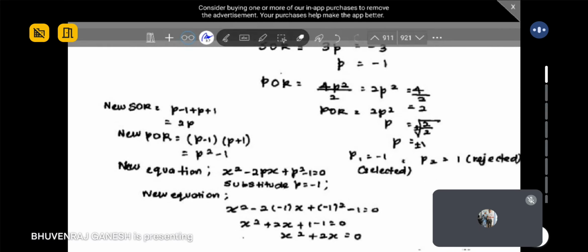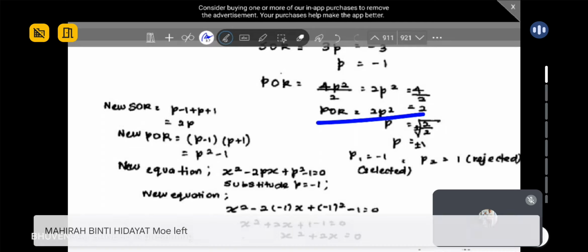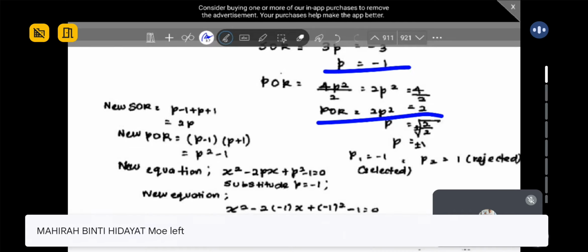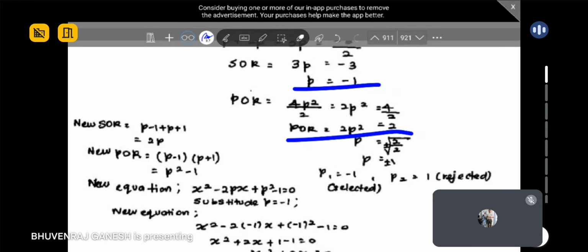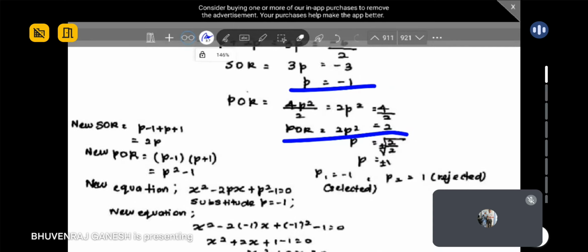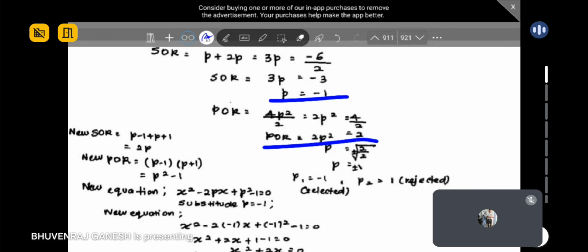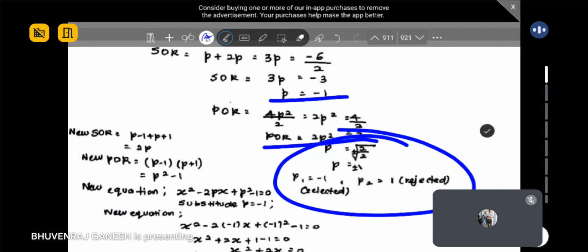Gantikan nilai saja. Okay, so you can see over here your POR is 2, okay, SOR, okay, and then, okay guys, over here, right, your p value, you must take note. Okay, so over here you can have 2 p values. Kamu boleh ada 2 nilai p. Okay, actually over here no need, right? Okay, no need to show this one, guys. Tak perlu tunjuk yang ni. Kenapa?